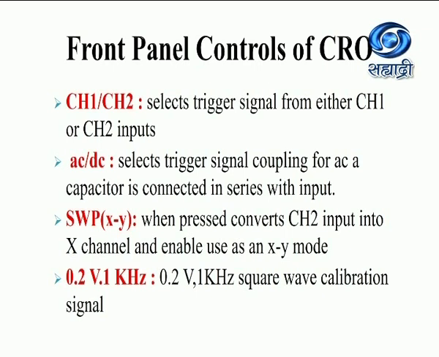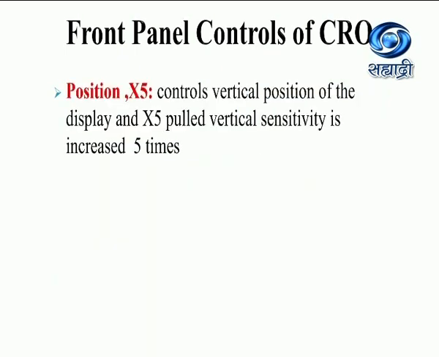Then we have a 0.2 volt and 1 kilohertz frequency control. Basically this is used for the calibration signal. We have a 0.2 volt and 1 kilohertz square wave calibration signal. Internally it is connected in the CRO. Then we have position or X5, which controls the vertical position of the display, and when X5 is pulled, the vertical sensitivity is increased 5 times. So this control is used for vertical position.